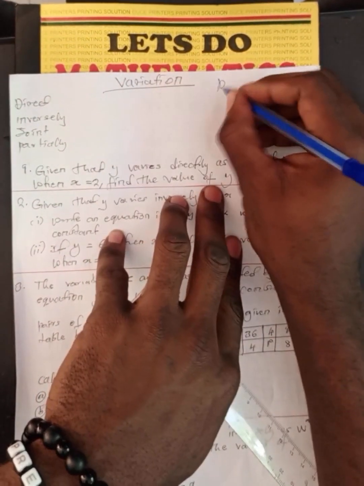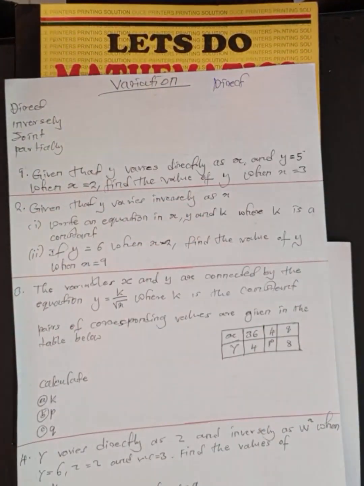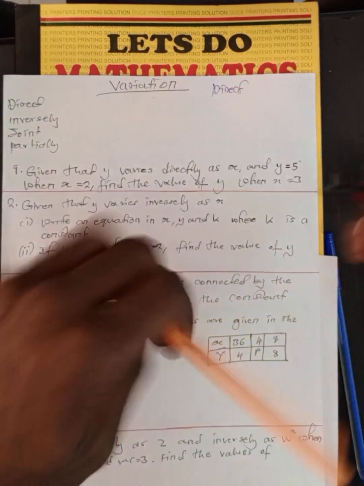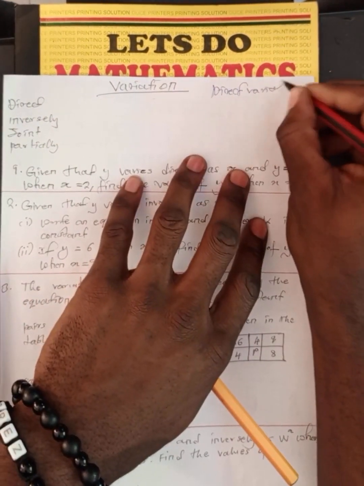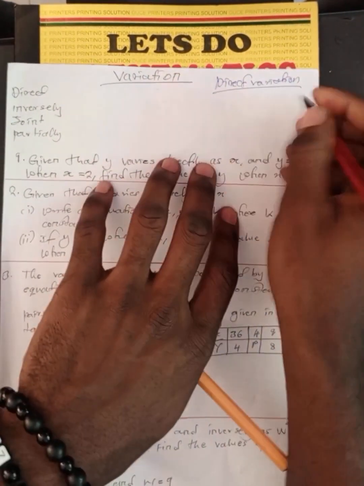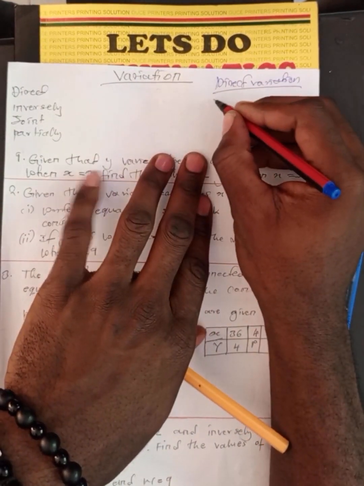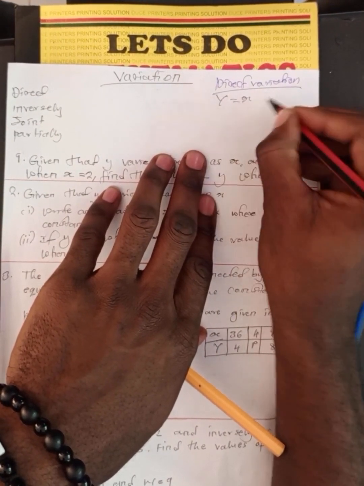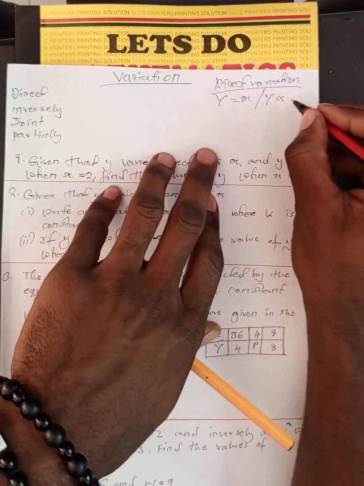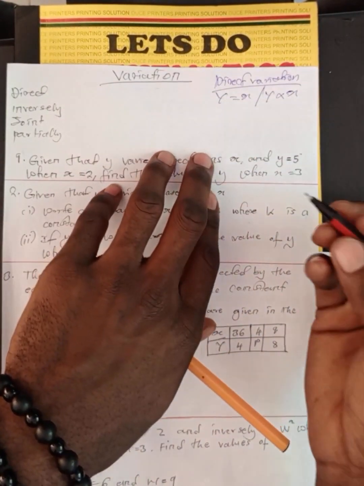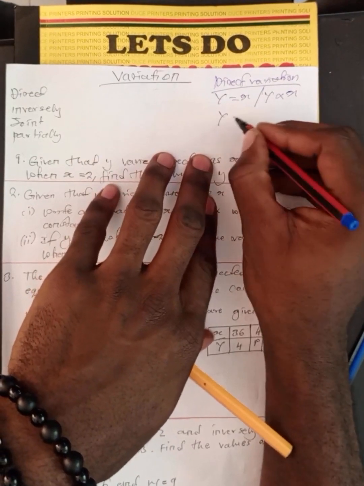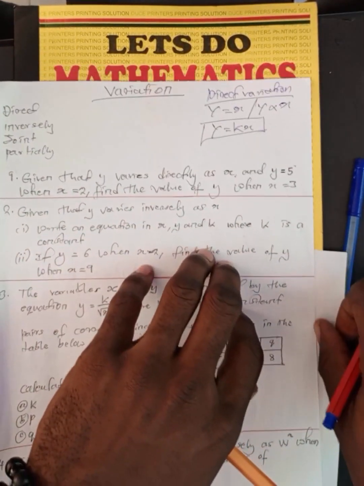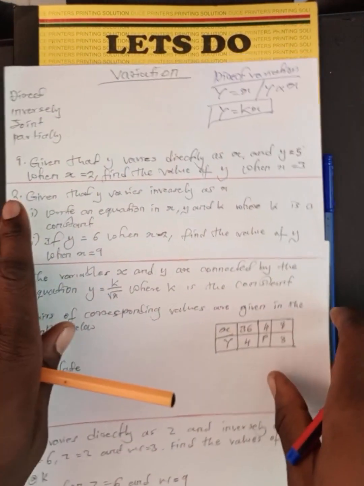So when you hear the word direct, it means that whatever you have on this side is equal to this side. So if y varies directly as x, we are going to have something like this, and to finish it up, we are going to have y is equal to kx. This looks like the general formula for direct variation.